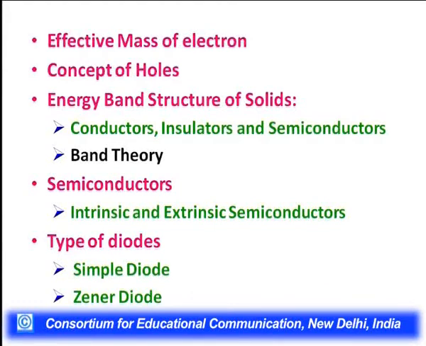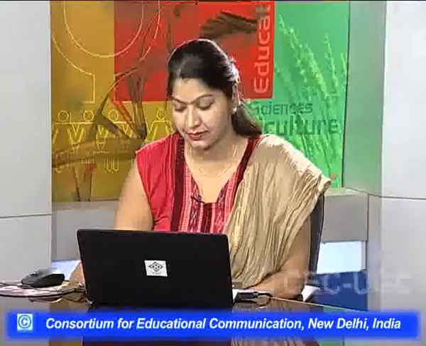Then we define the type of diodes which are constructed by using the semiconductor materials, which are the simple diodes and the Zener diodes. First we start with the effective mass of electrons. What is the effective mass of electron?